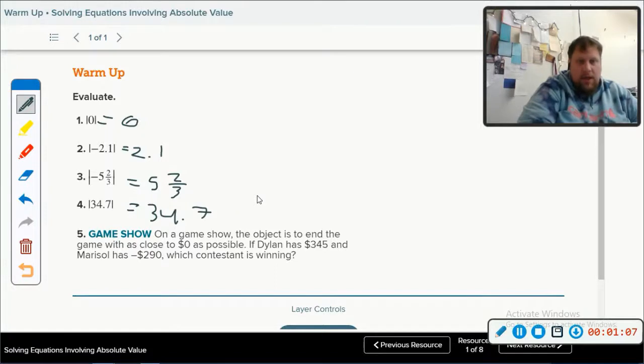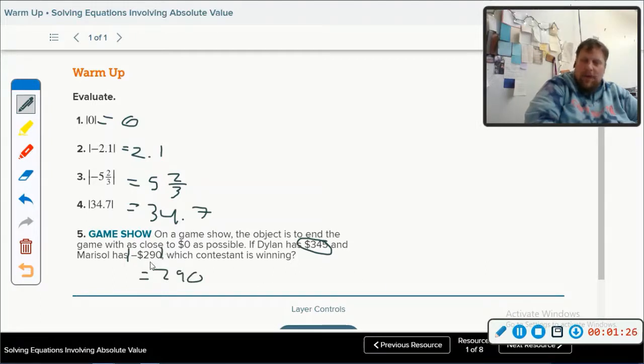as possible. If Dylan has 345 and Marisol has 290, which contestant is winning? Well, we know Dylan is 345 from 0. And remember, absolute value measures distance. So if I take the absolute value of negative 290, that is 290, which is closer to 0 than 345. So even though it's negative, Marisol is the winner. So Marisol is the winner. That should be a capital M, right?